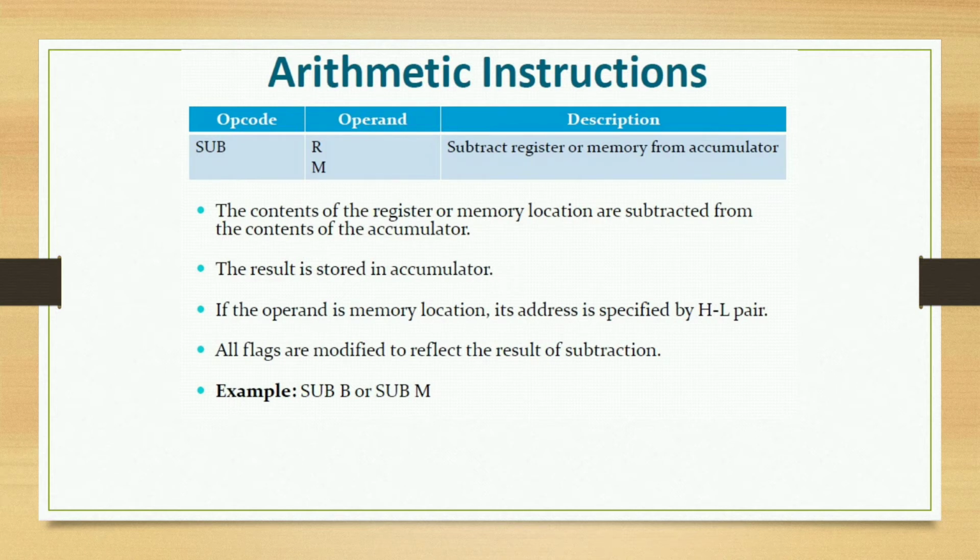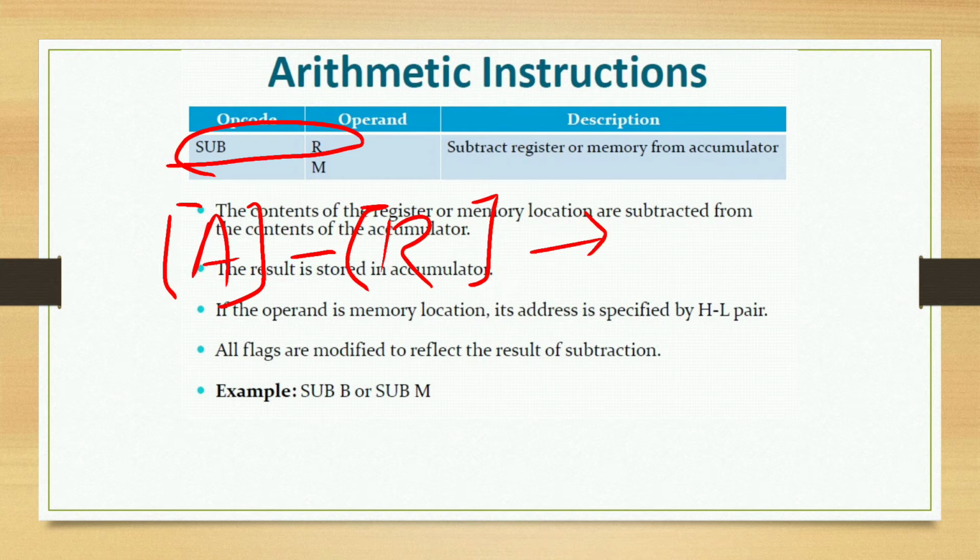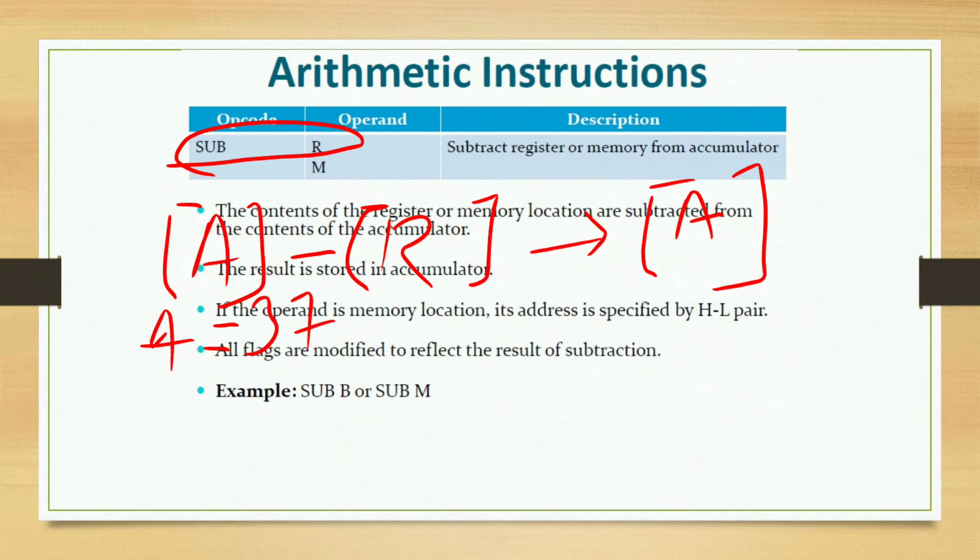SUB instruction. SUB R: the content of the register is subtracted from the content of accumulator and the result is stored in accumulator. Suppose content of accumulator is 37H and the content of B is 40.